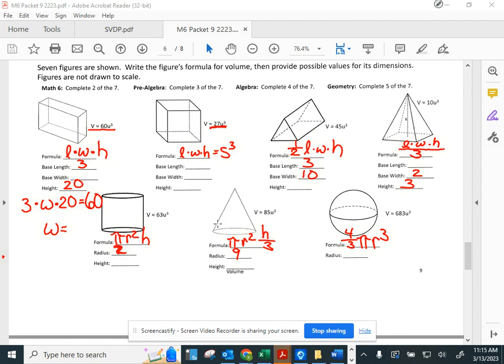So for Math 6, you only have to do 2 of them, but I encourage us to challenge ourselves to do more. This will help us with our geometry. It will help us when it comes time for that math test. It gets us comfortable doing these formulas, learning the formulas.